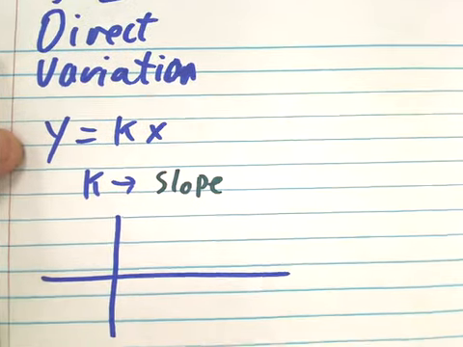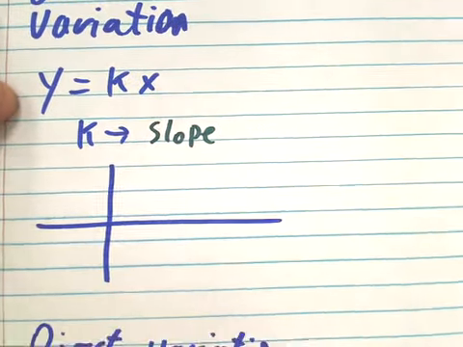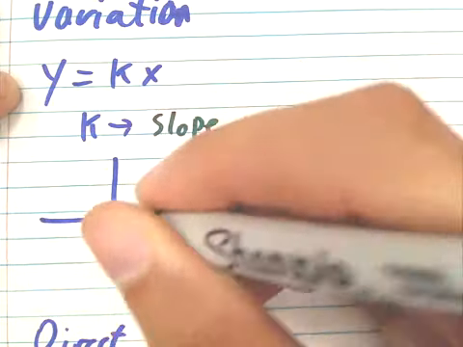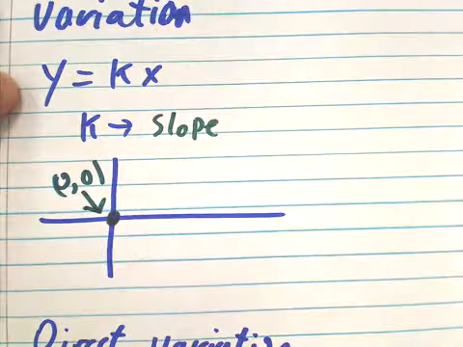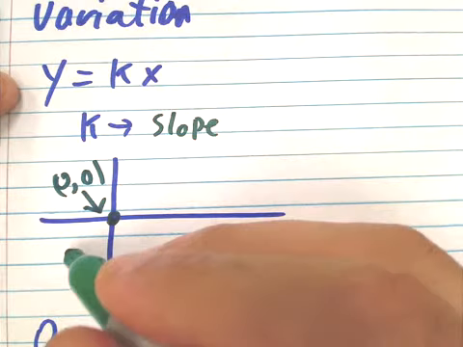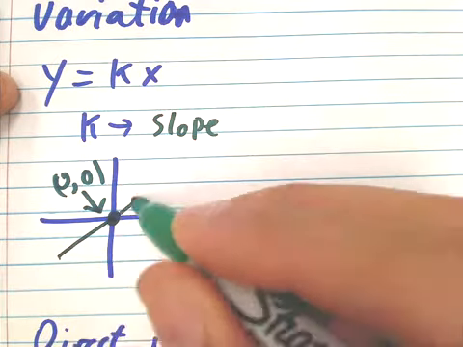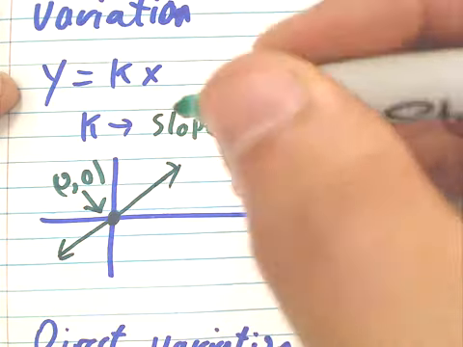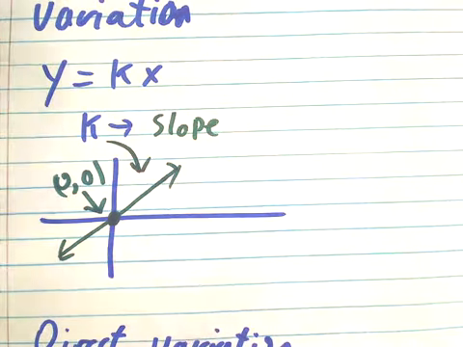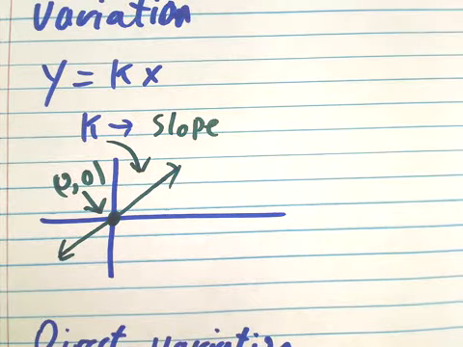Okay? So if I look at a graph of a direct variation, it's always going to go through the origin. So that's 0, 0. It's always going to go through the origin. And it will have slope k. However you want to draw that, the slope is k. Okay, so if k is large, the slope is large, it'll go very quickly. K could be negative, so it'll be going down. Whatever that value of k is, that's your slope.